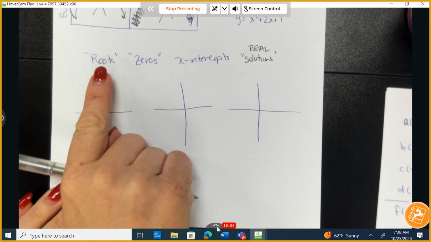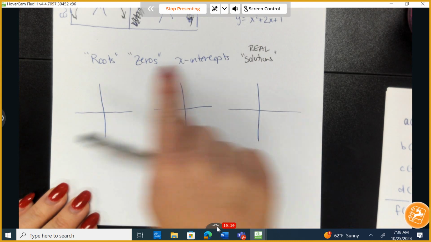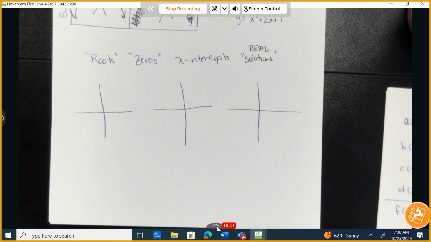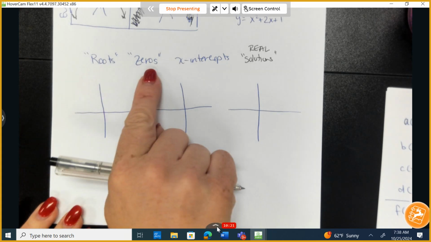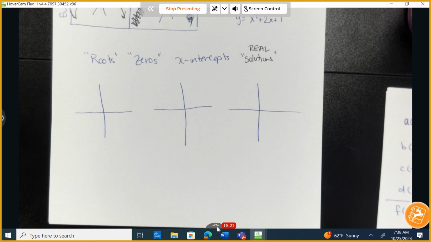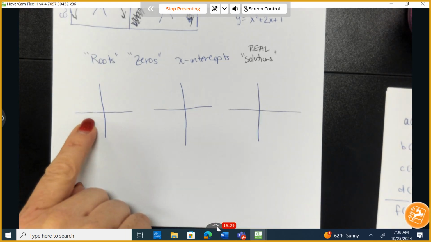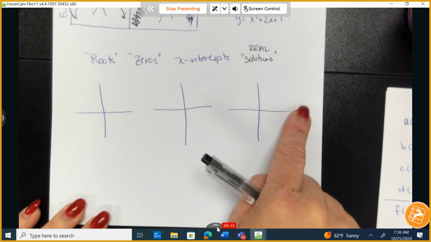But right now, when you hear the words roots, zeros, x-intercepts, or real solutions, those are all 4 words you should have down. Depending on who the author of your text is, whether it's written by Mr. McFarland or by the AP board, it may use different words. So roots, zeros, x-intercepts, and real solutions are all interchangeable words you need to know. All of these describe when we have a graph, where does it contact the x-axis?